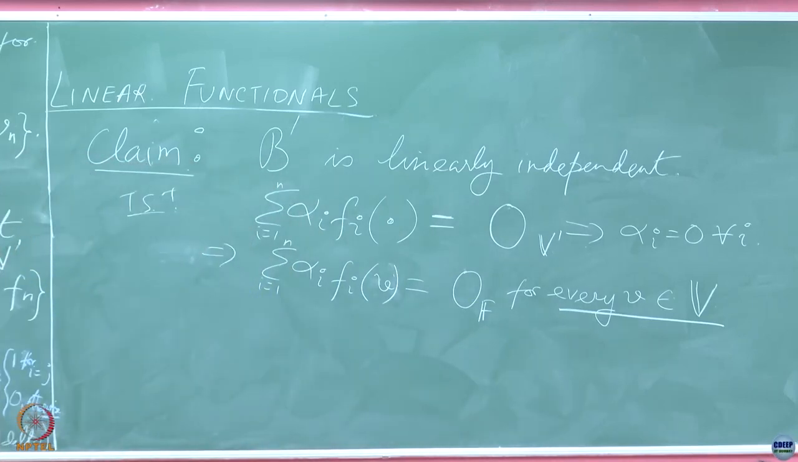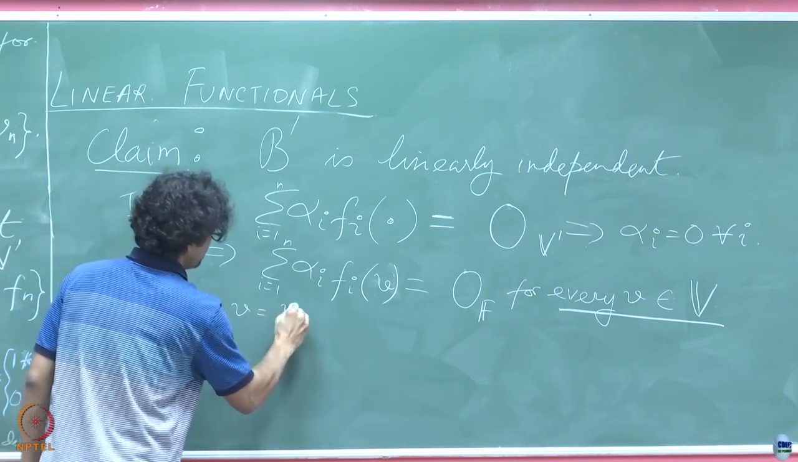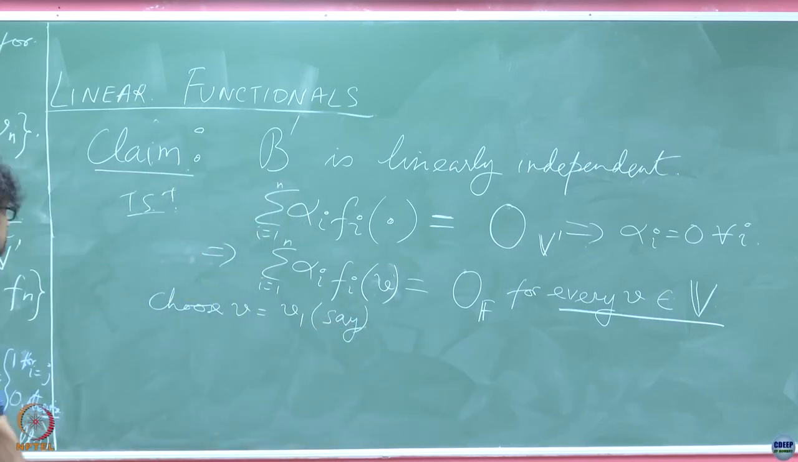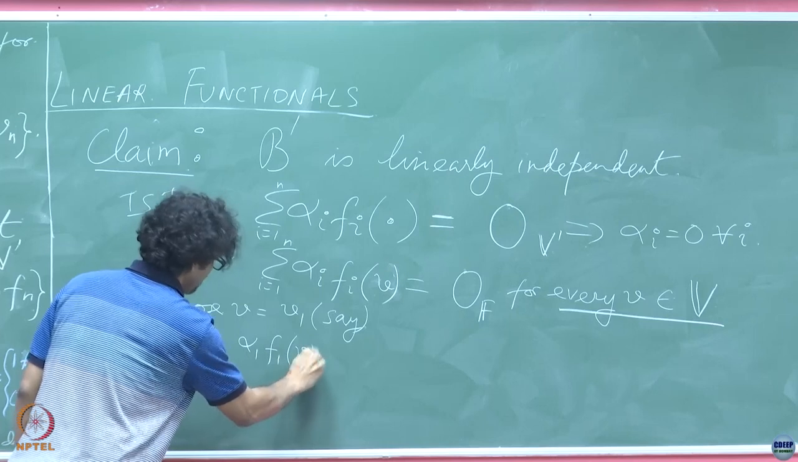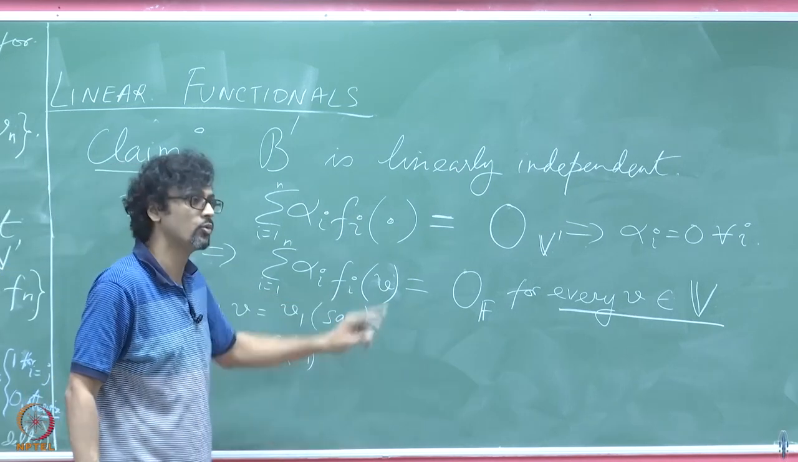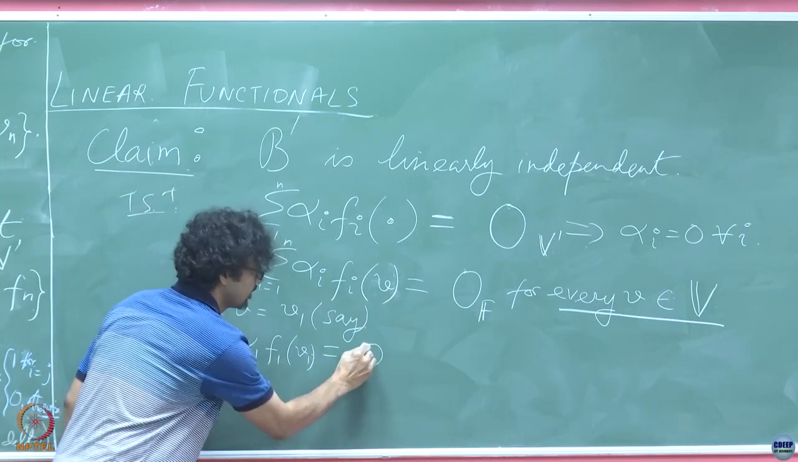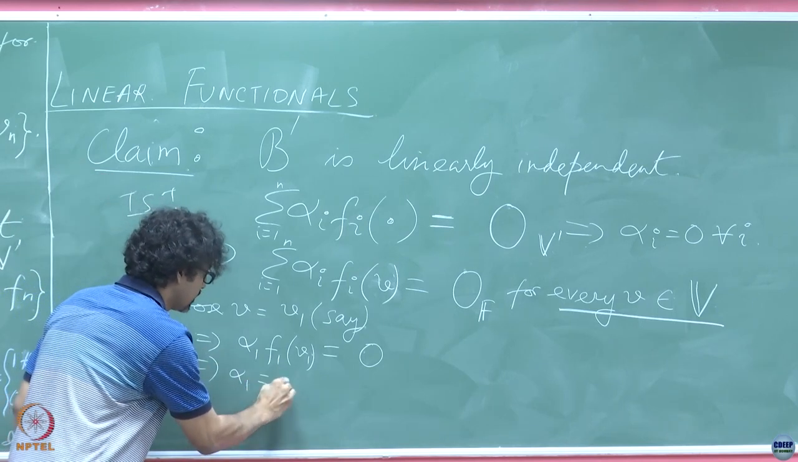If it's true for every V, I can go ahead and choose some very special Vs and conclude certain things about this. So choose V equal to V1, say for instance. Then what do I immediately have? This means that alpha 1 F1 V1, is there anything else really to it? Because F2 onwards acting on V1 is 0, so it contains no other term. So the only thing is this. But what is F1 V1? That is 1. So this means that alpha 1 is equal to 0.